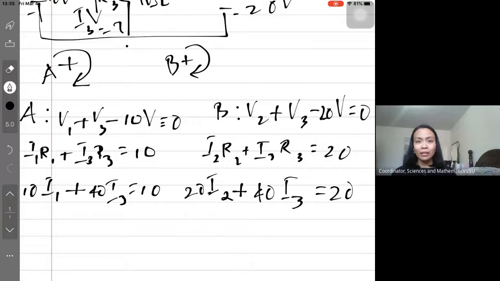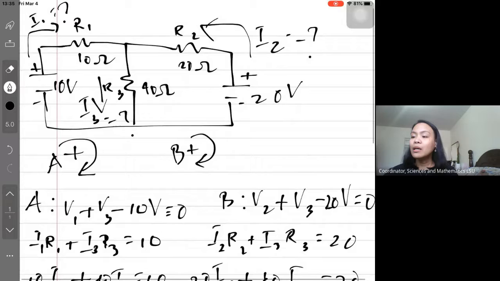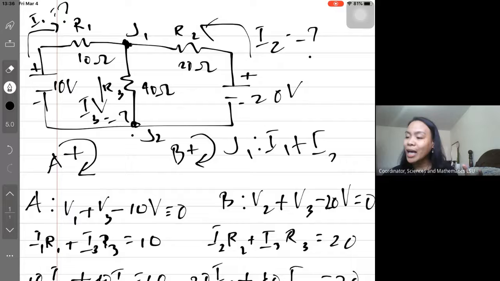Now, we can use our junction rule for that. Okay, so we have our two junctions. This one here, we can have that as junction 1. We can have also our junction here as junction 2. But we will just only be using junction 1. For junction 1, what goes in must come out. So I1 is getting in, and I2 is also getting in, and what comes out is I3. So we have that formula.